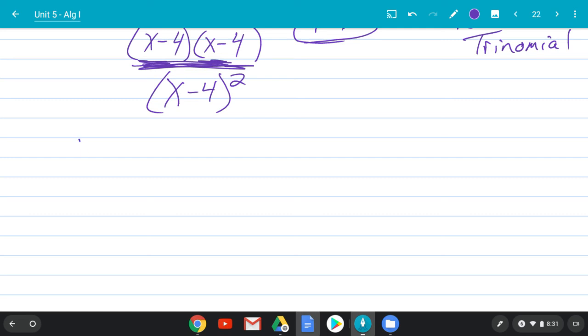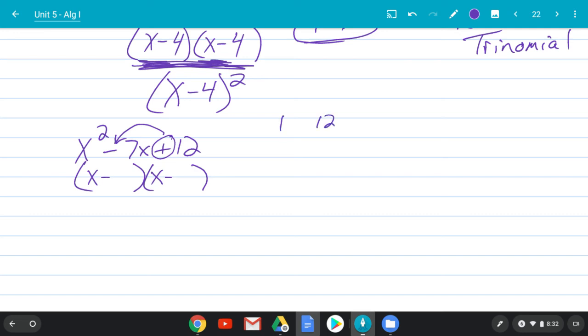Let's try x squared minus 7x plus 12. GCF? Is there a leading coefficient? So, everybody, split the signs, put an X in each. Signs are the same, both negative. Factors of 12: 1 and 12, 2 and 6, 3 and 4. Now, I want to take a time out here.